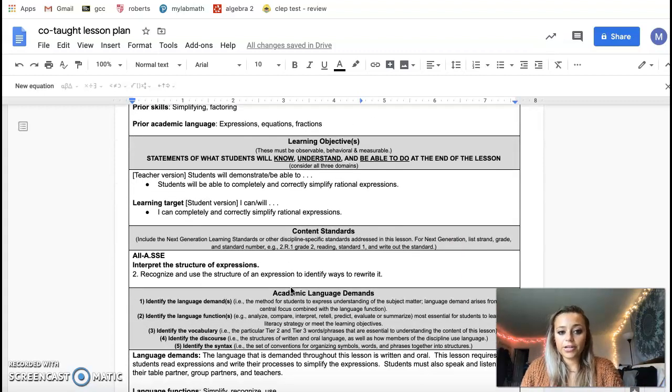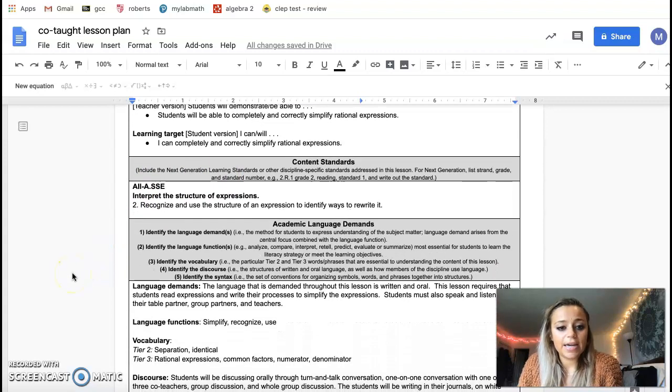Learning objectives. Students will be able to completely and correctly simplify rational expressions. A big thing is that it's complete and it's correct, because sometimes you can simplify, but it's not complete. You can stop halfway through or not fully. So you want to make sure students are completely going through the process. For students, their learning target is: I can completely and correctly simplify rational expressions. So it's really to the point.